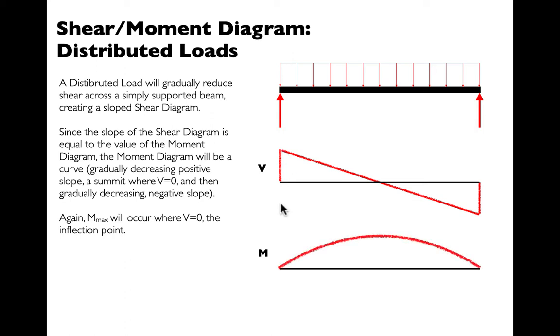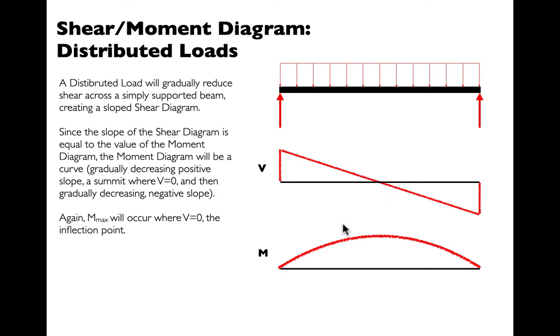So here we have a very high positive, gradually tapers off to zero. So there's a summit, a flat spot right there. And then we get a negative that gradually tapers off to a very negative, very steep slope at the end. So this is a classic set of shapes for a distributed load, simply supported. We have a bow tie here, and we have a frowny face or a rainbow, whatever you want to call it, here.